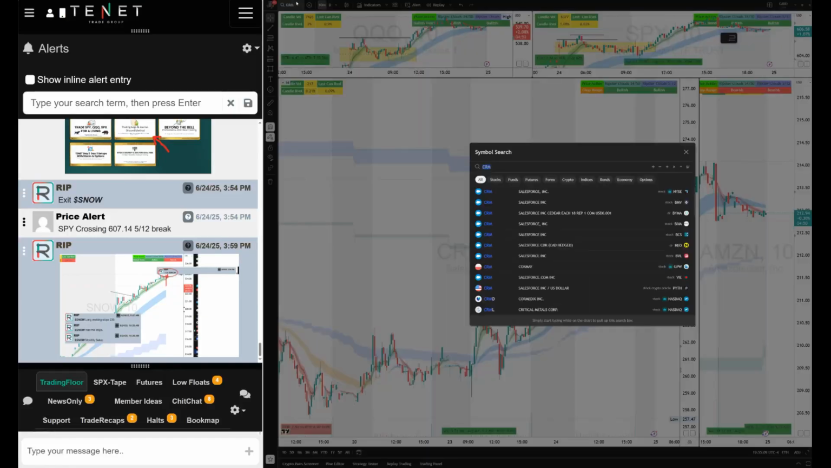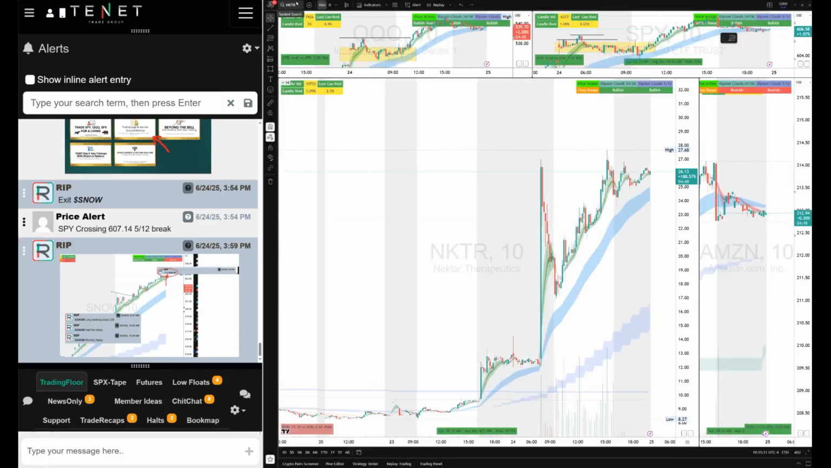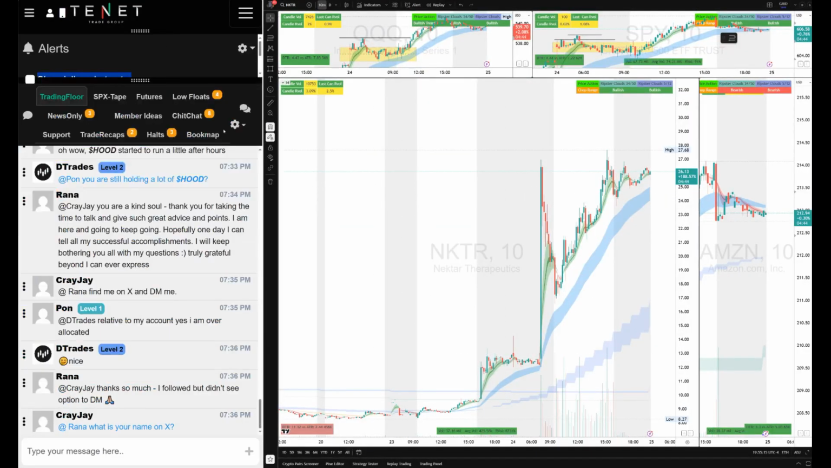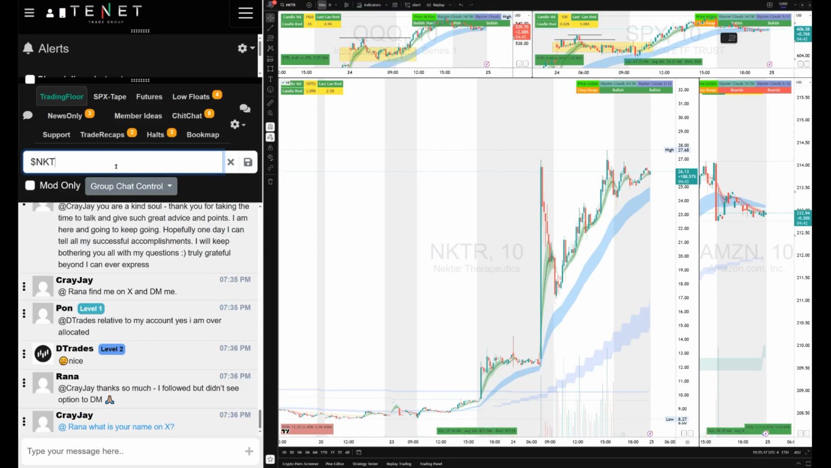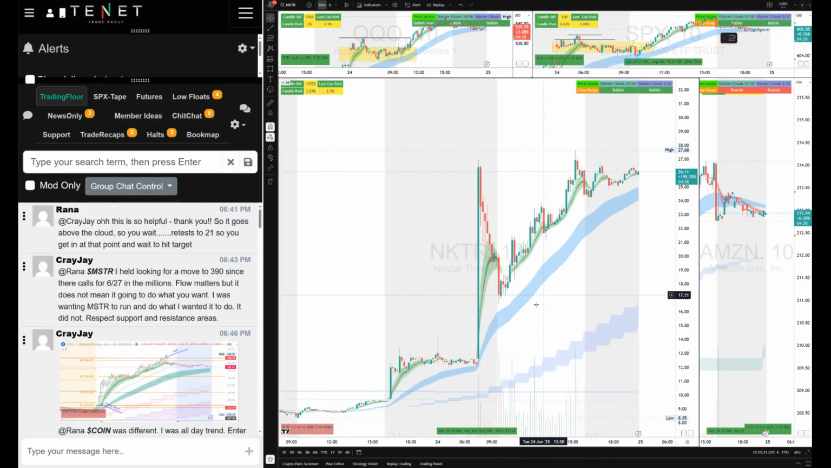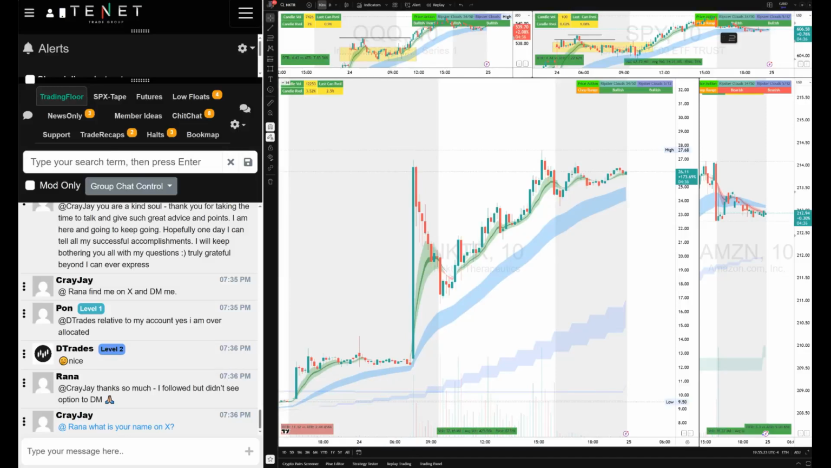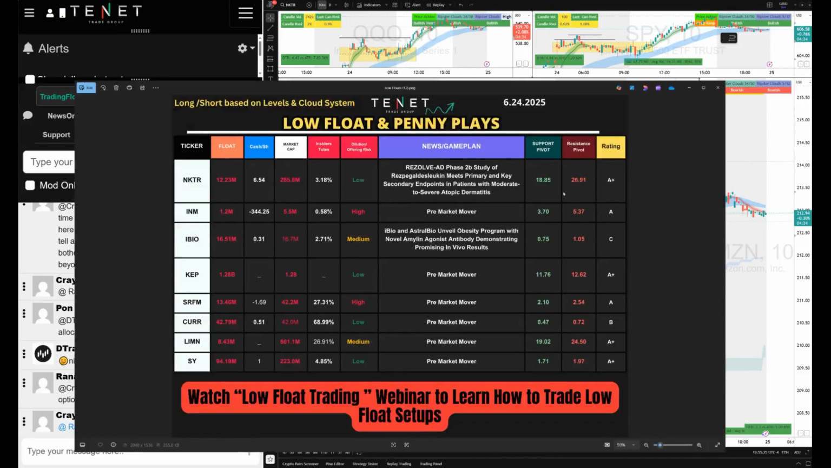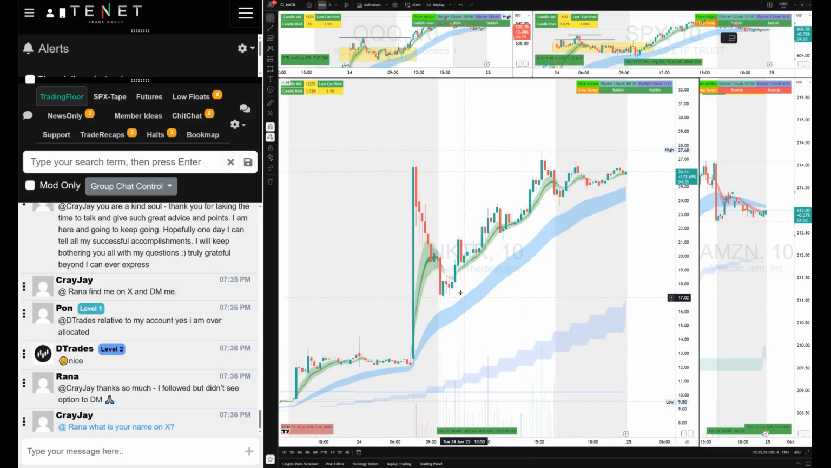All right, so next one we're going to look at is Nectar. Nectar was our low float setup. I didn't really focus on it in the open, but it was our low float setup. I just want to point out, let's go to our low float sheet here: this 26.91 pivot, 18.85 support. Once it reclaimed that 18.85 support, it became a long.